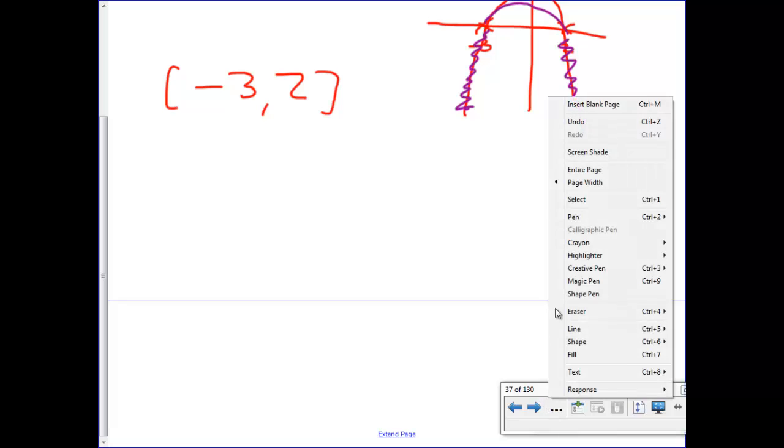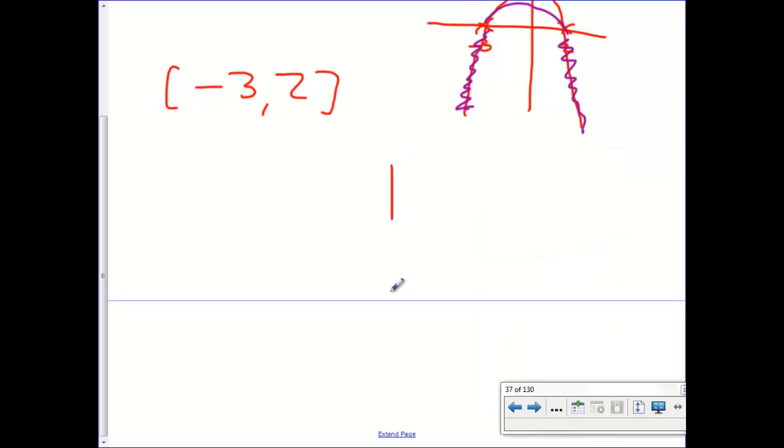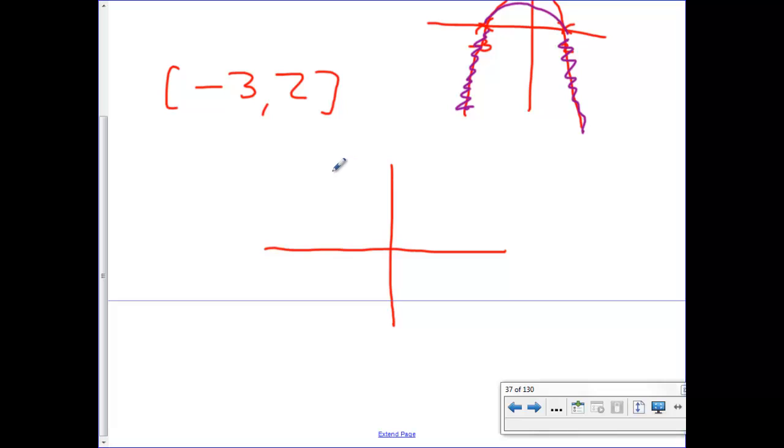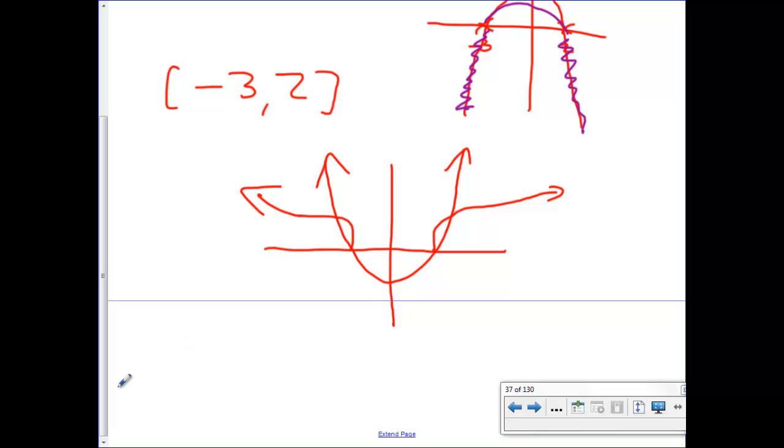Let me try drawing that here. I don't want to stick with just parabolas though, because we can do this for all sorts of things. But let's say it looked like this. Your graph then would do this and this kind of thing. Does that make sense? Okay.